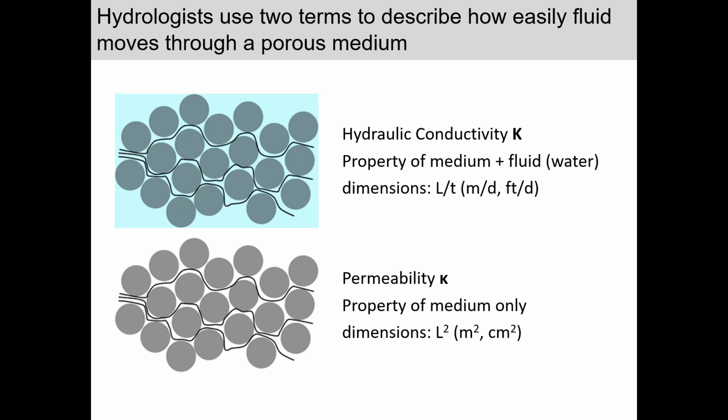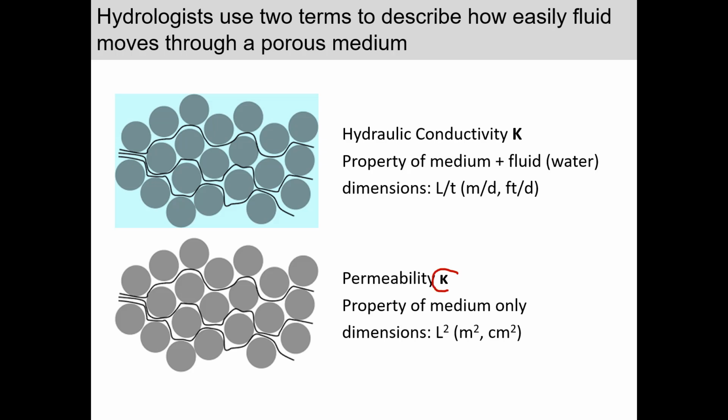The dimensions of hydraulic conductivity are length over time, and we typically use it in units of either meters per day or feet per day for the study of groundwater. The permeability, we use the symbol kappa. That's a Greek kappa over here. The symbol, there it is right here.